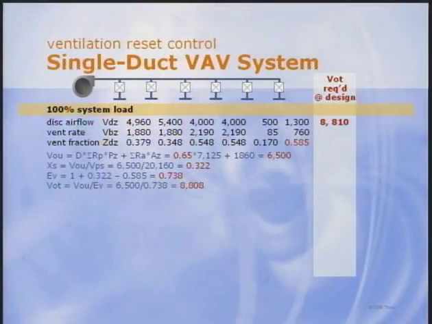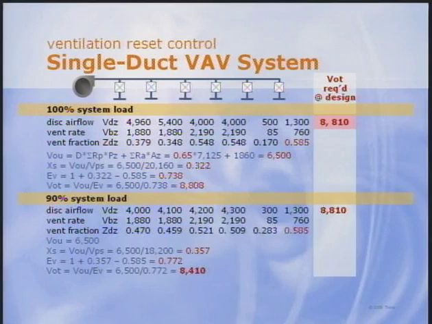Here's a single-path VAV system with 6 zones. At 100% load, we solve the multiple zone system equations to find the highest intake airflow needed, 8,800 CFM. I don't want to go through all these calculation details today. We've done that before in broadcasts and in newsletters listed in our bibliography.